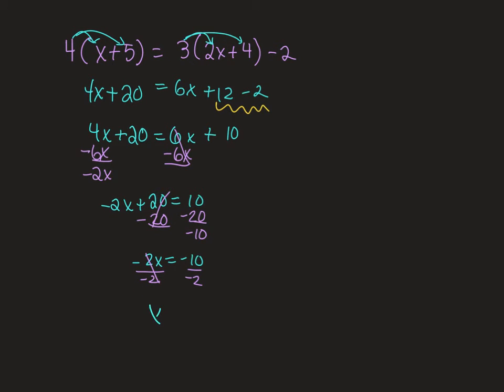And x is going to equal a positive 5. So sometimes you got a lot of work to do. You got to distribute. You got to combine like terms. Then you might have variables on both sides. And you got to sing the song. So we sang the song 3 different times.